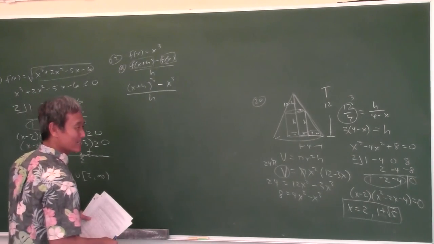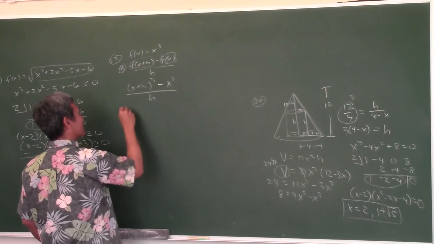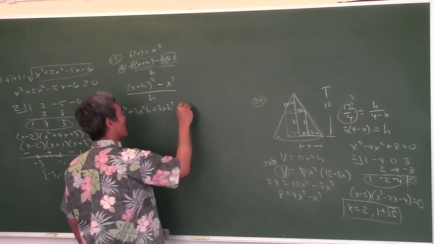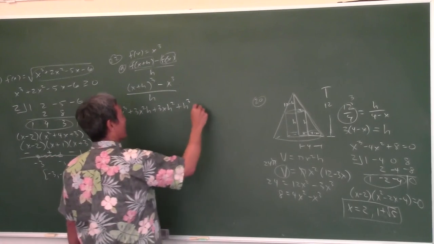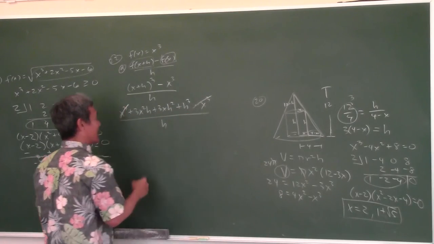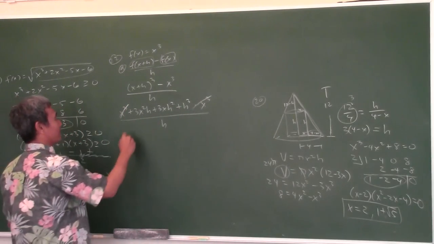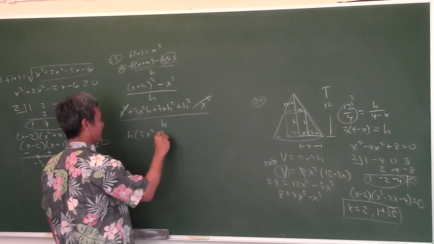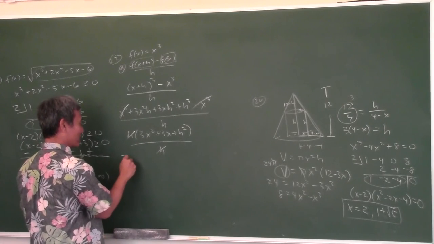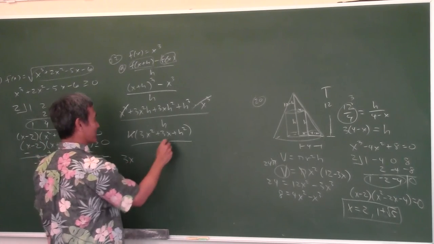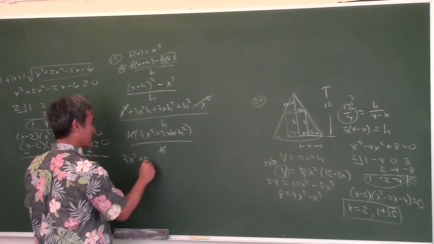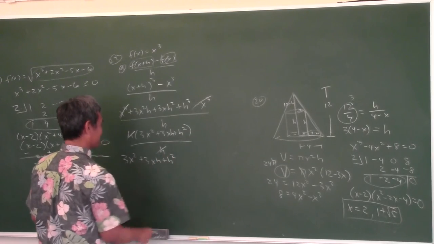So how do I simplify this? Well, if you multiply this out, you're going to have x cubed plus 3x squared h plus 3xh squared plus h cubed, minus x cubed, all over h. These cancel out. Can I factor out an h on the top? You bet your bippy I can. And then these cancel out. Final answer, survey says, I'm missing something. That's an h there. I knew I was missing something. Okay, so 3x squared plus 3xh plus h squared. Easy.